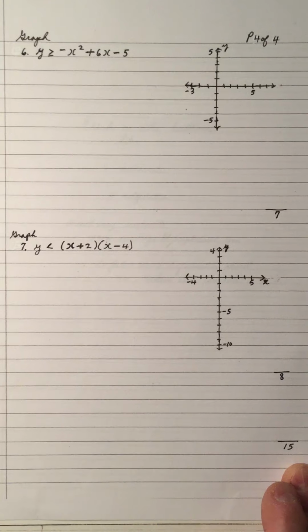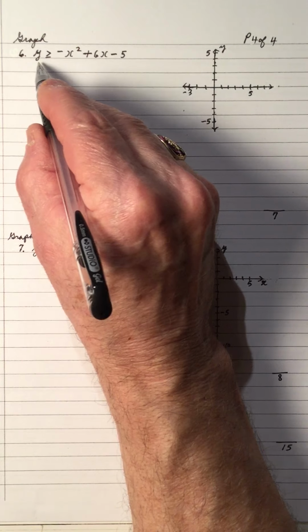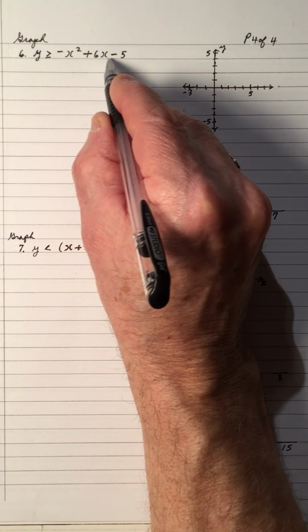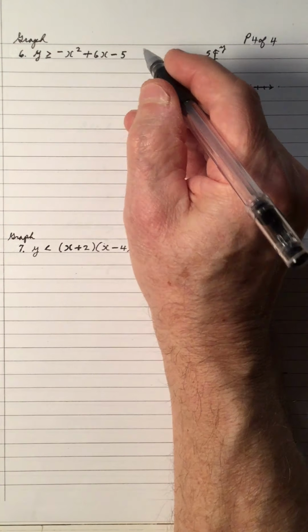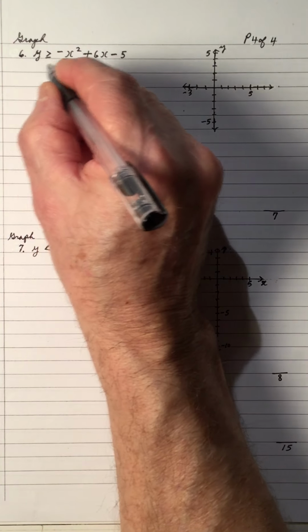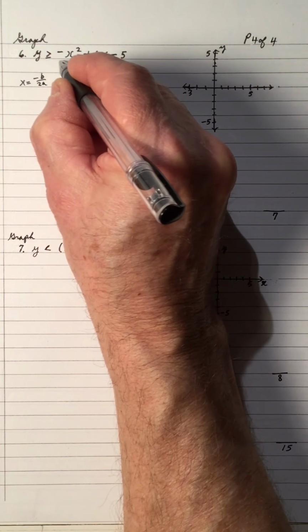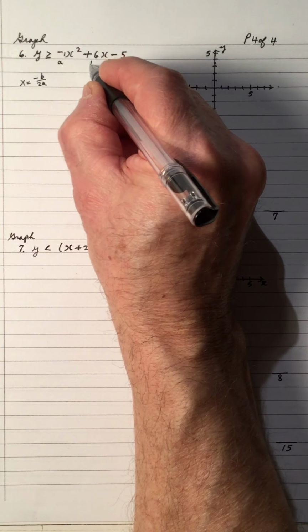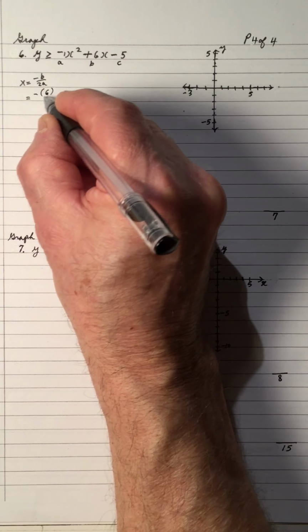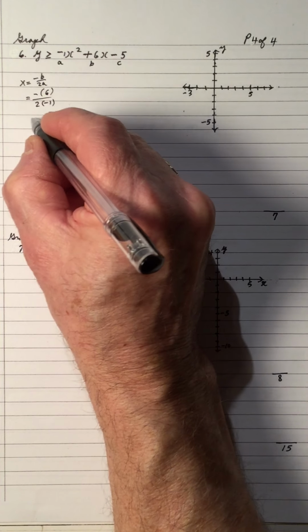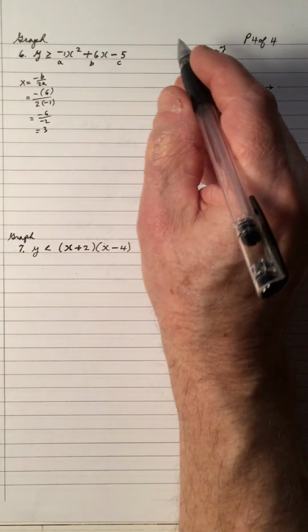And some more graphing. Now we have the graph y is greater than or equal to negative x squared plus 6x minus 5. Again, it's a quadratic parabola, and we need the vertex. So the vertex this time is x equals negative b over 2a from the standard form. A is negative 1, b is 6, c is negative 5. So it's the negative of 6 over 2 times negative 1. That's negative 6 over negative 2. So the x-coordinate is 3.